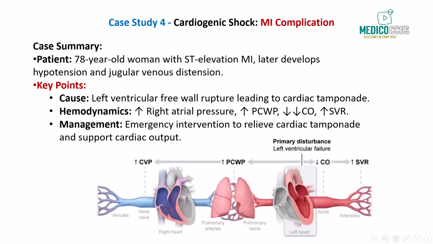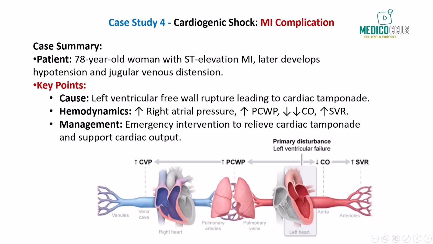This case represents a classic example of cardiogenic shock, specifically due to a left ventricular free wall rupture, a catastrophic mechanical complication of MI. Cardiogenic shock arises when the heart fails to pump effectively, leading to reduced cardiac output and systemic hypotension. In this patient, the rupture allowed blood to fill the pericardial space, causing cardiac tamponade, which further impaired cardiac output by compressing the heart and preventing proper filling during diastole.